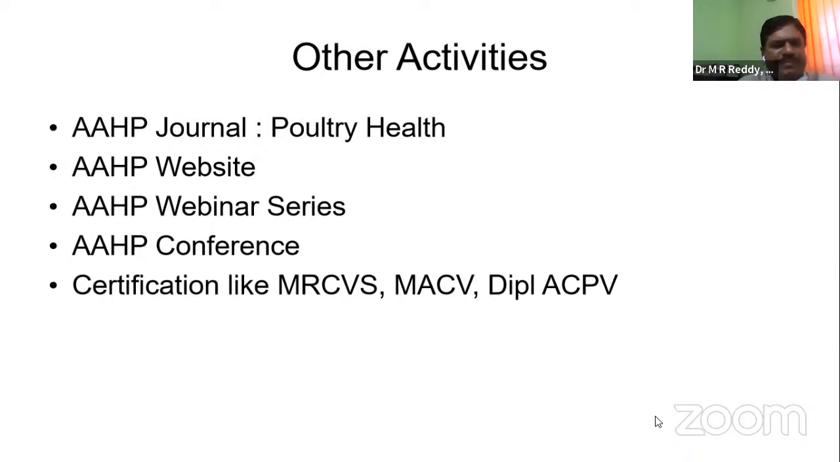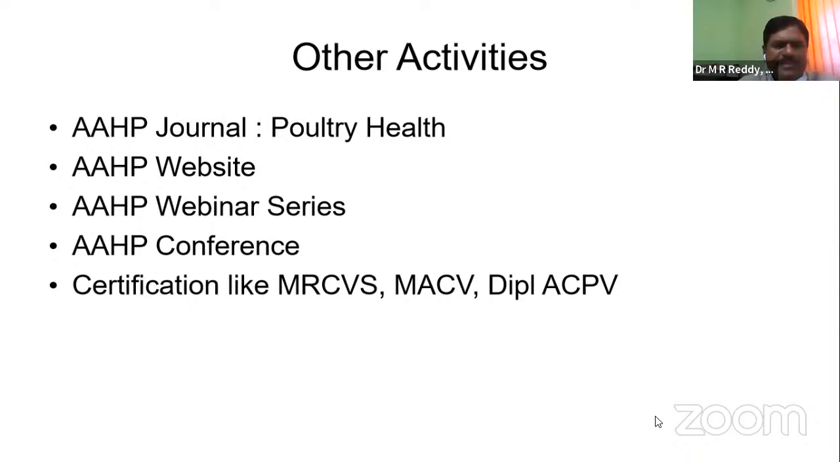The third one is the webinar series. Recently in the EC meeting, it was decided to organize webinars maybe once in 2 months before organizing the physical conference in October. Here I request the audience and participants to suggest topics which are current and important for the industry, so that we can include them in the coming webinar series. As decided in the executive committee meeting, we may organize the next AAHP conference in October. That will be communicated soon.